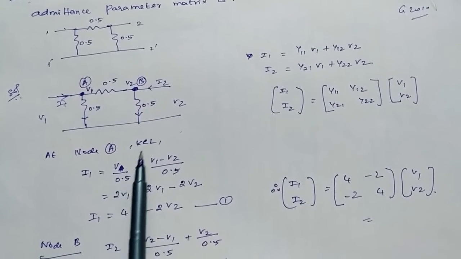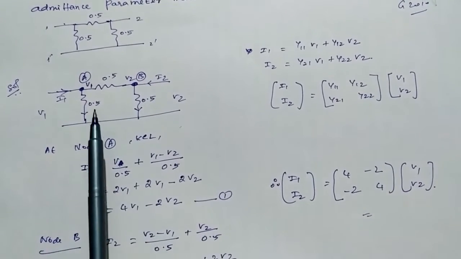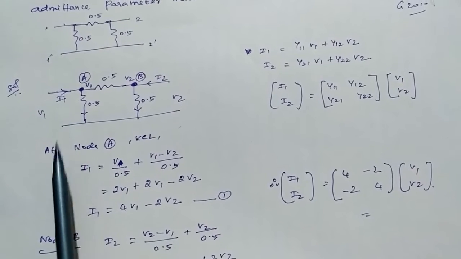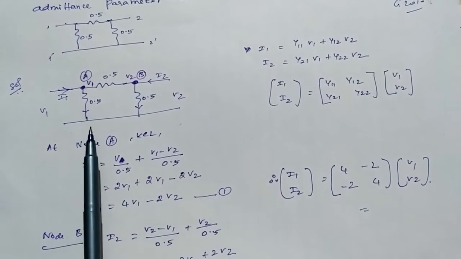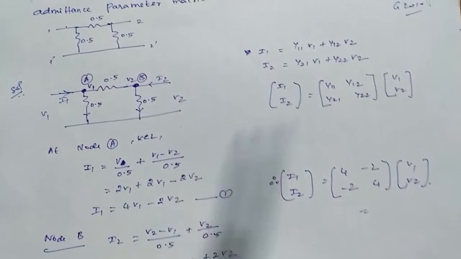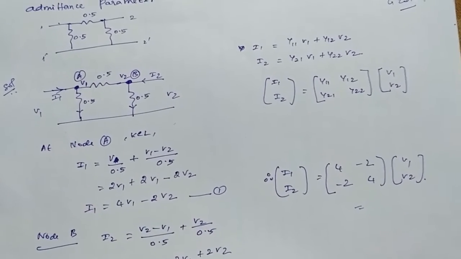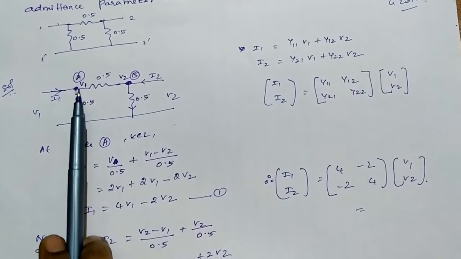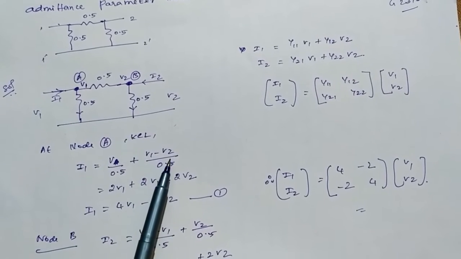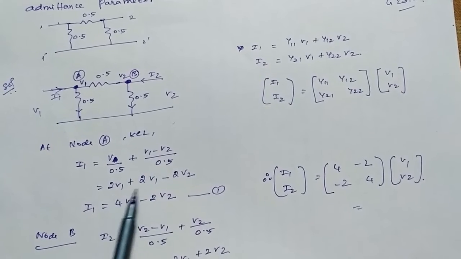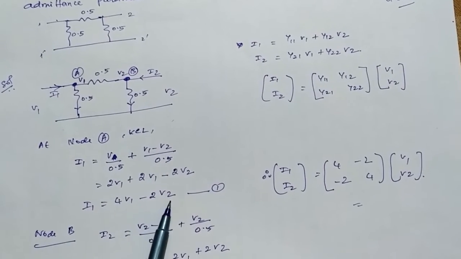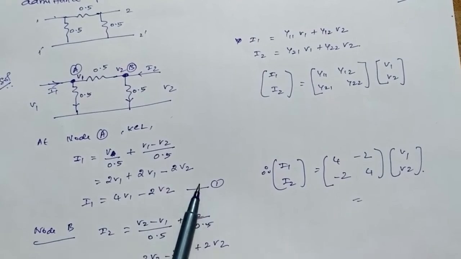At node A, apply Kirchhoff's current law. The incoming current is I1. The outgoing currents are V1 divided by 0.5, and V1 minus V2 divided by 0.5. So this equation is reduced to like this, and again reduced to like this. So this is equation 2.